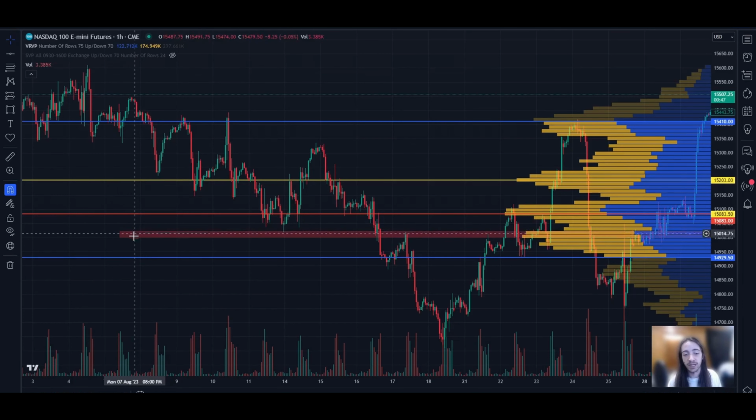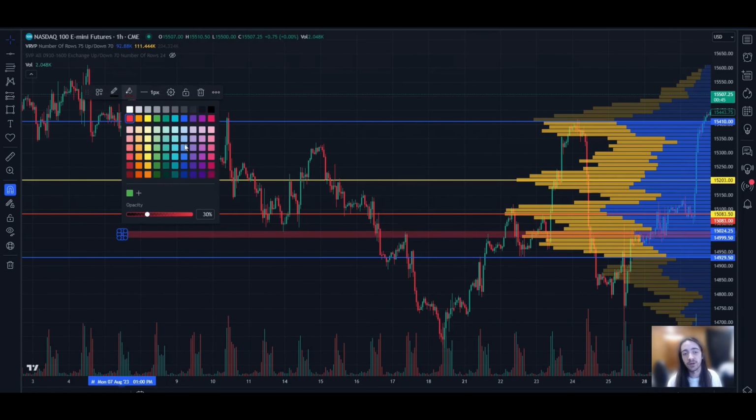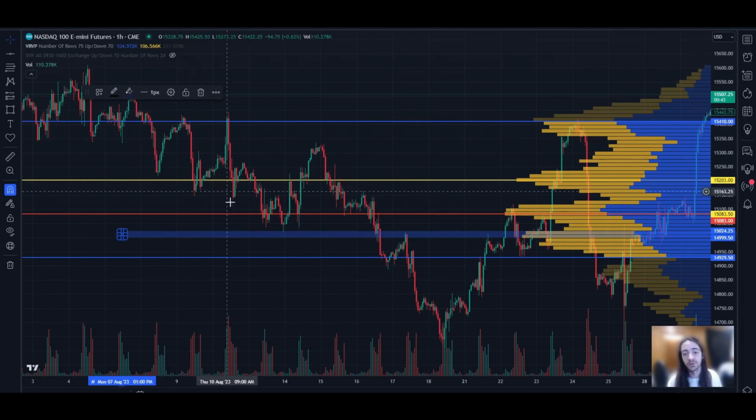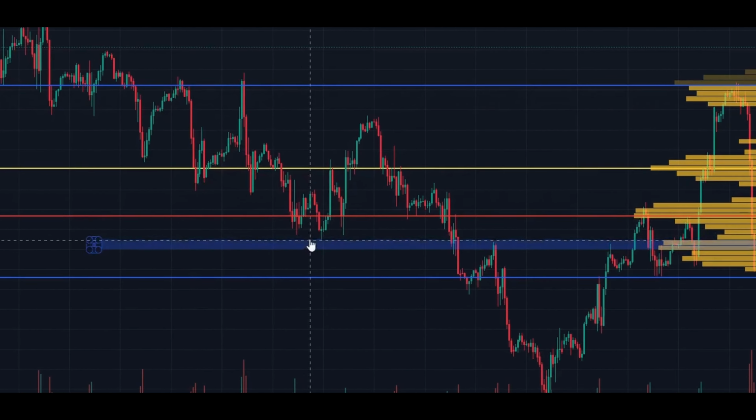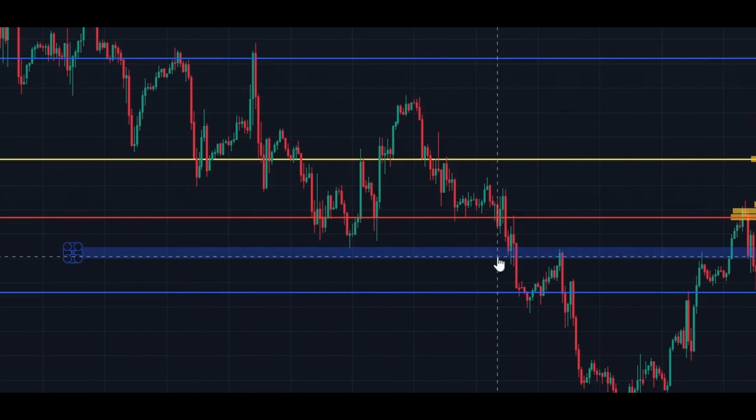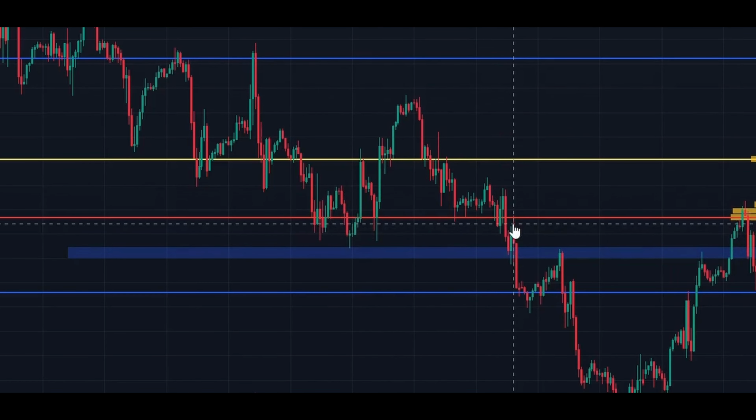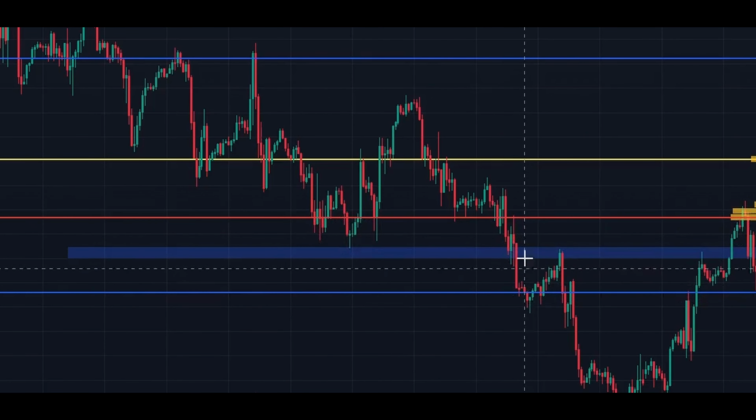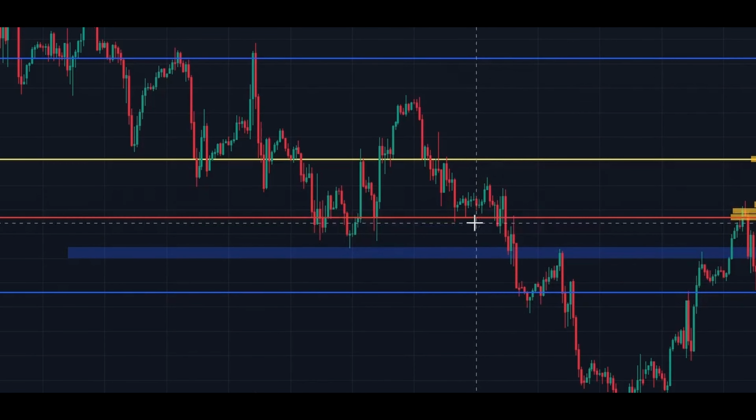So we have our area of interest right here. I like to mark my areas of interest as blue. And we would know, okay, look, this is how we reacted to this there. Then again, we acted as support, then we failed it. And look, we failed right off the point of control, the POC right there. So we failed it, pushed lower, broke it.